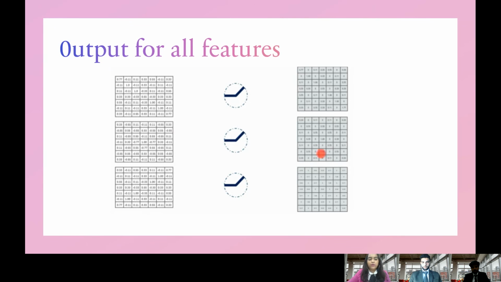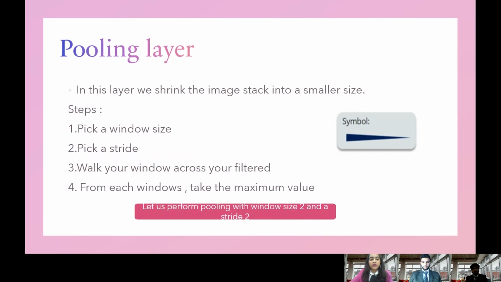So now we obtain the following output of all the features. Now we'll understand the pooling layer. In this layer, we shrink the image stack into a smaller size. We follow these steps. We pick a window size, pick a stride, and walk the window across the filtered image. From each window, we take the maximum value.